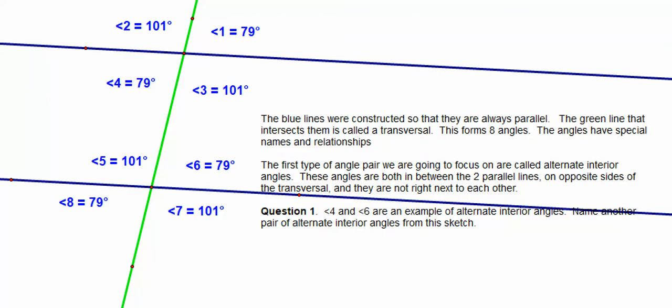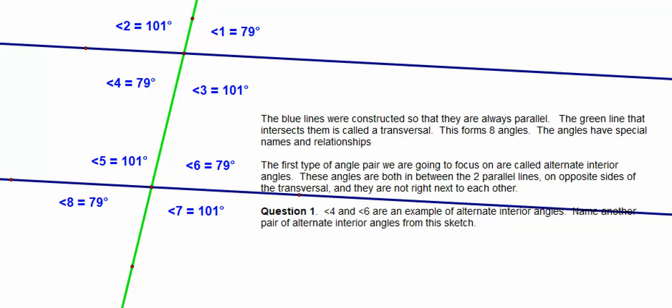The blue lines were constructed so that they are always parallel. The green line that intersects them is called a transversal. This forms 8 angles. The angles have special names and relationships.